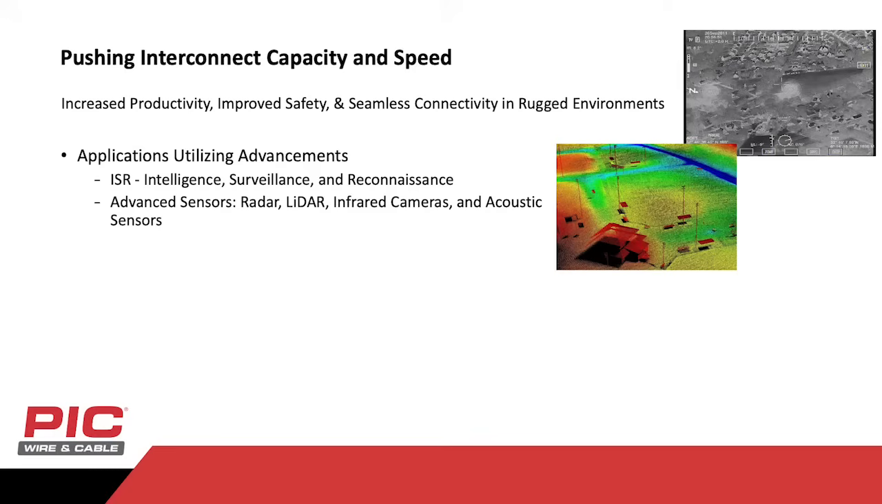Advanced sensors. Modern aerospace and defense systems employ advanced sensors such as radar systems, LiDAR, infrared cameras, and acoustic sensors. These sensors generate a continuous stream of data which needs to be collected, processed, and analyzed for detecting and identifying potential threats or anomalies. Increased bandwidths are essential for timely data transmission from these distributed sensors to centralized processing systems, enhancing situational awareness and enabling rapid response.